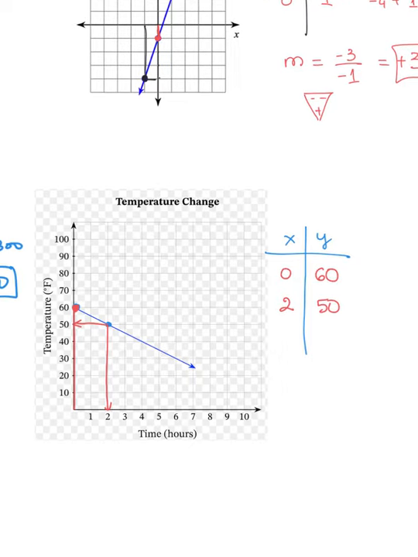Okay. So 60 minus 50 is 10. 0 minus 2 is negative 2. Make sure it's negative. So the rate of change will be 10 over negative 2. So the answer will be negative 5. So it decreases 5, decrease 5, every 1 hour.